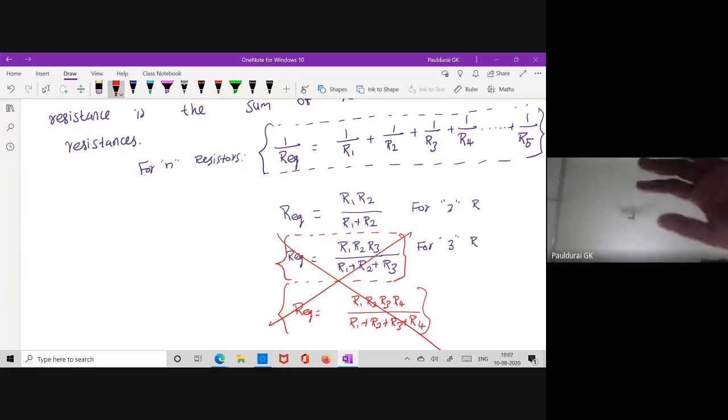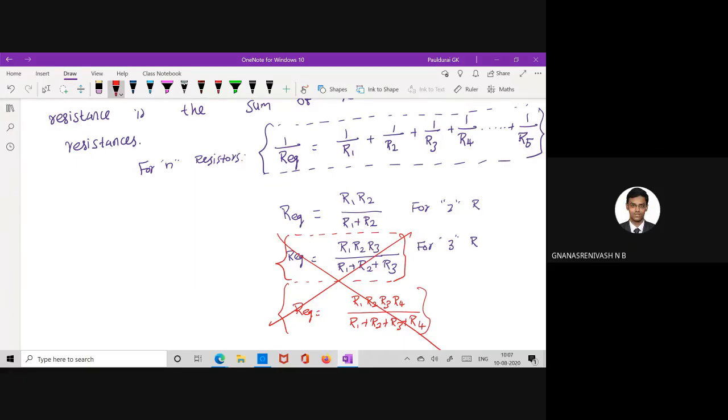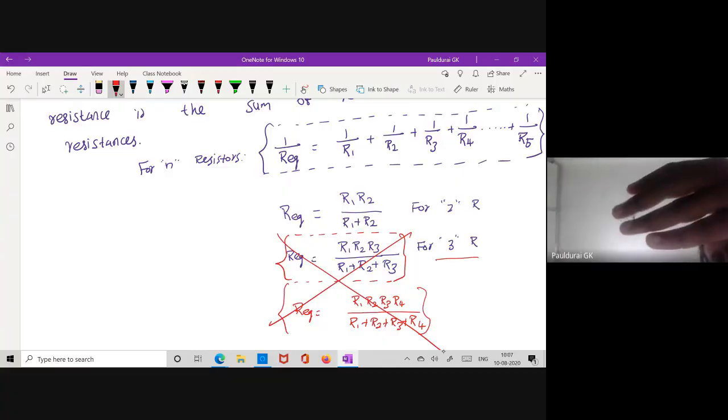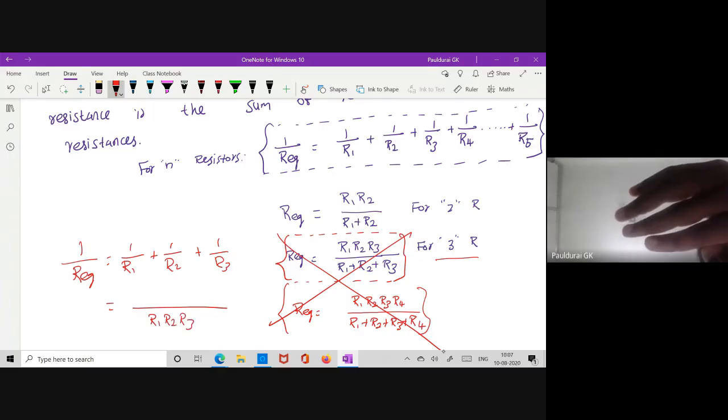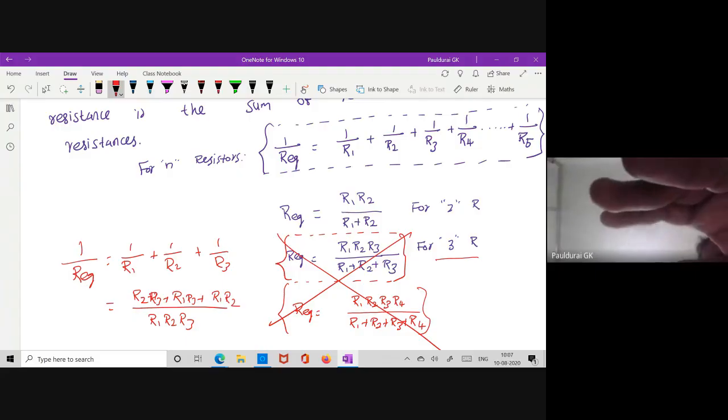புரியுதா நான் என்ன பேசுறேன்னு? டினாமினேட்டர்ல R1 R2 plus R2 R3 த்ரீ ரெசிஸ்டரை பேரலா கனெக்ட் பண்ணா அப்ப நமக்கு என்ன ஃபார்முலா தெரியணும்? 1 by R equivalent which is equal to 1 by R1 plus 1 by R2 plus 1 by R3. If you take LCM, what will happen? So this is R1, R2, R3. So it becomes R2 R3 plus R1 R3 plus R1 R2.